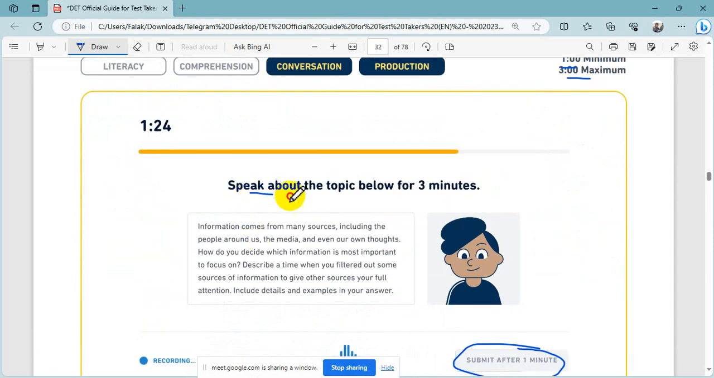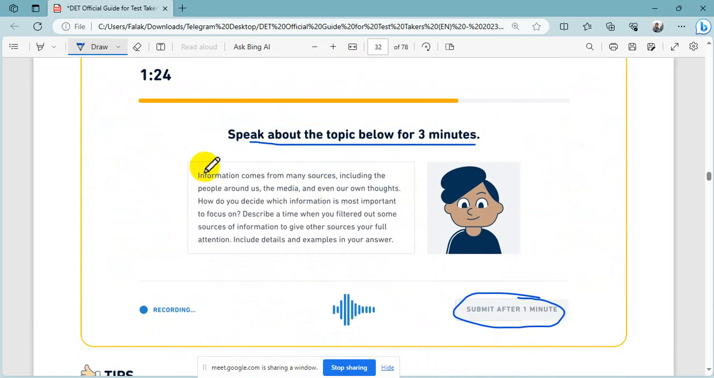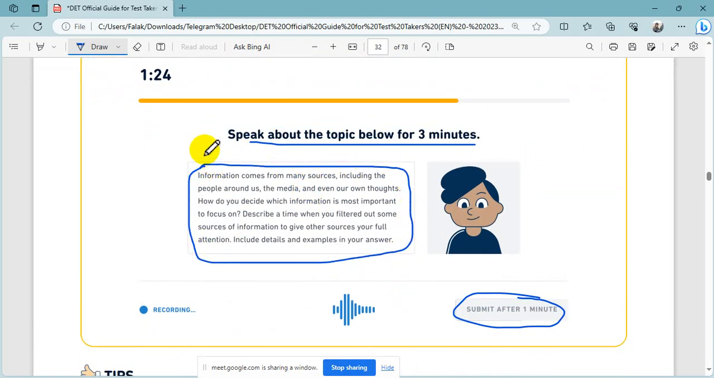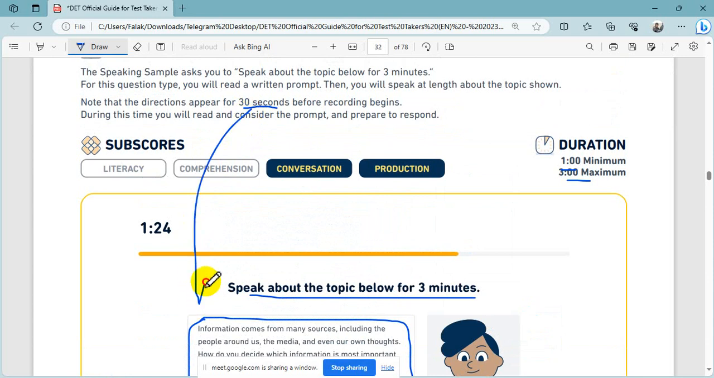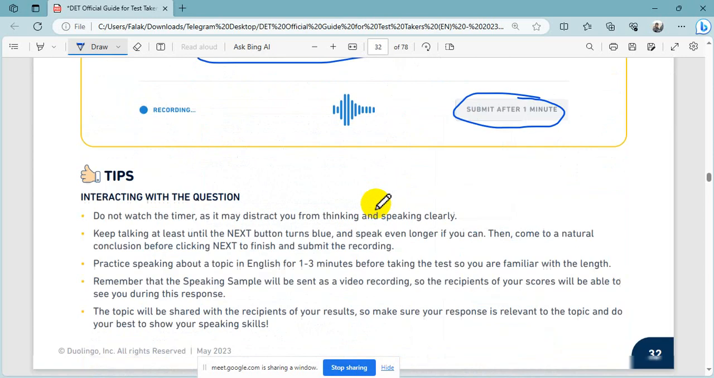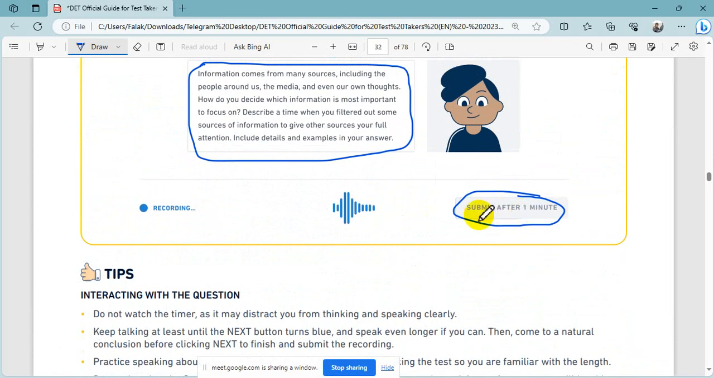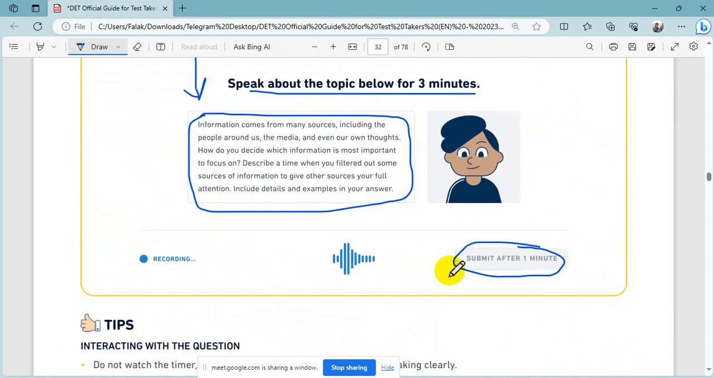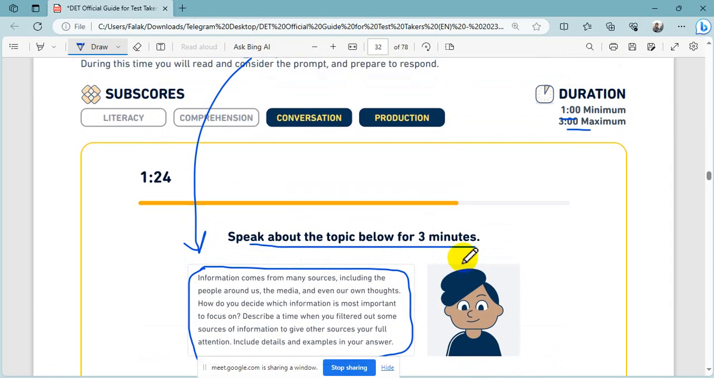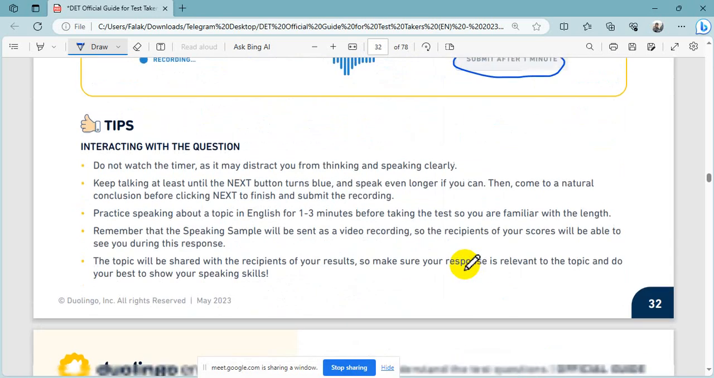You have the title here, speak about the topic below for 3 minutes. And this is the topic inside a box. It's in fact a very long topic. You need that 30 seconds to think about this topic. Then there is a recording button. If you click on the recording button before 30 seconds, it will start recording. But if you don't click on that button, after 30 seconds it will automatically start recording.